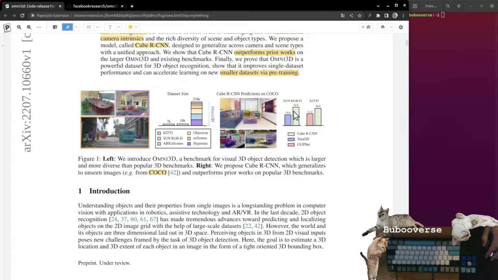So that's the left side of this figure. The right side of this figure is their CubeRCNN model trained on unseen images, so basically a test. Or actually, no, it seems like here they're saying they're directly from Coco, and they're significantly outperforming here. GU, PNet, and Total 3D, although these sound like trash. Trash models to compare to, right? It's like they're not really pushing the state of the art here.